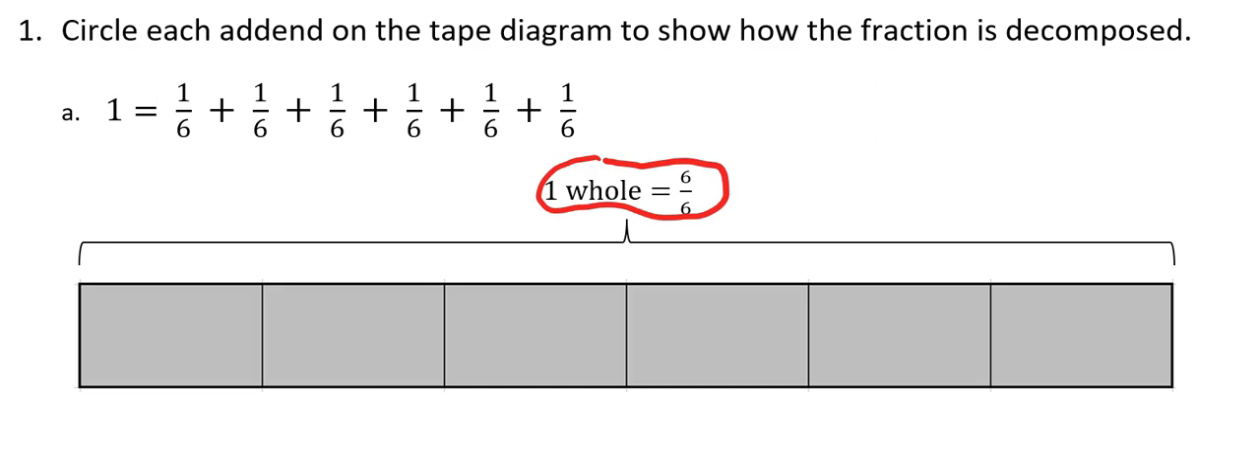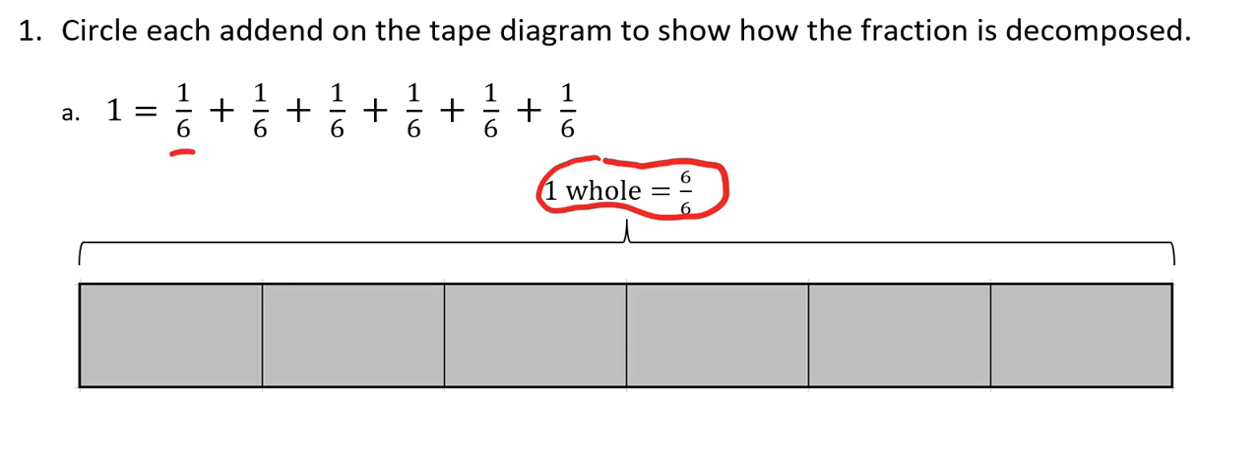What we're trying to show here is that we can divide a whole into a certain number of sections, and each section would be considered a unit fraction. So in this case, the whole is divided into 6 groups, and we're showing the number sentence that adds each unit fraction 6 times. What I'm going to do is circle the part of the tape diagram shown by each addend in the number sentence.